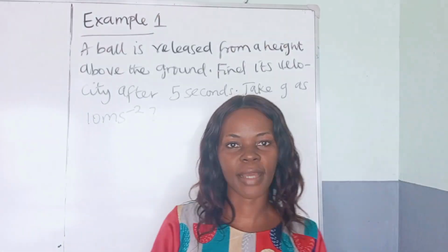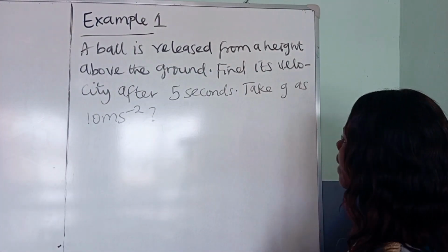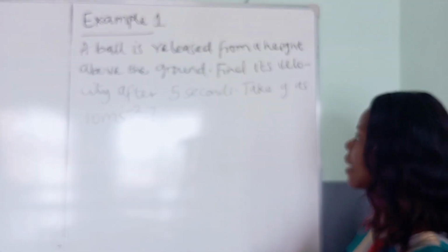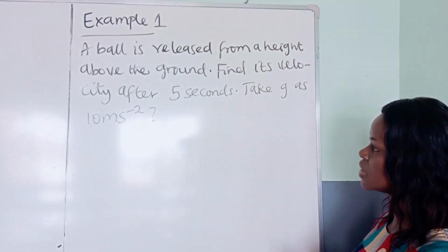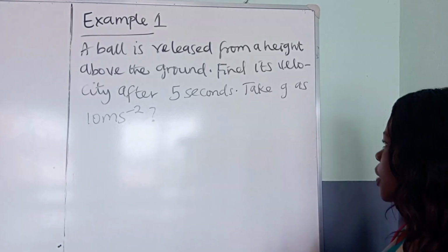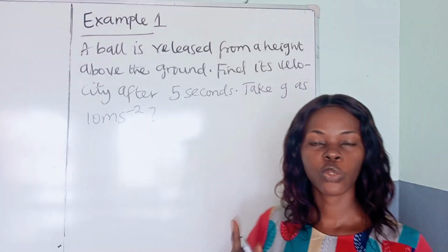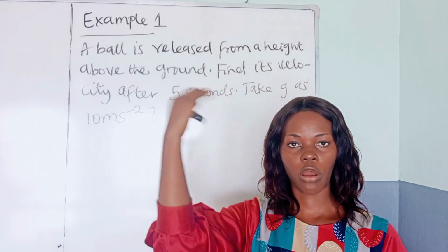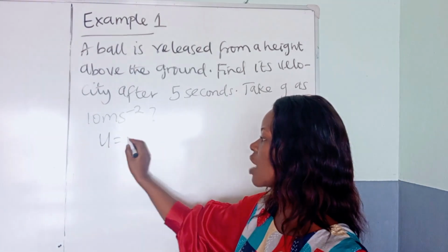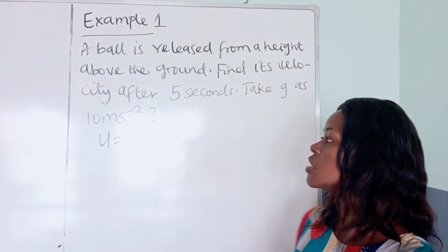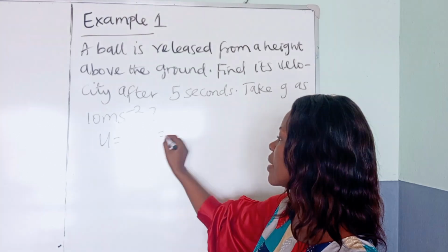So let's solve this example. A ball is released from a height above the ground. That means it is released from a height, so it's coming down. Find its velocity after 5 seconds. Take g as 10 meters per second square. There is one thing you must note. When a body is coming down from a height, its initial velocity u is equal to what? 0. Okay? So we are asked to find the velocity, which is v.